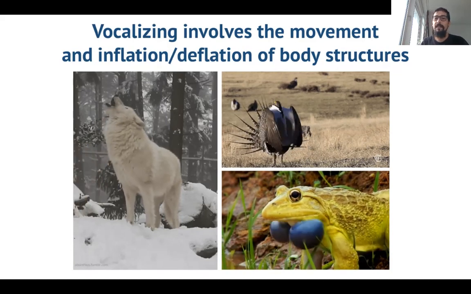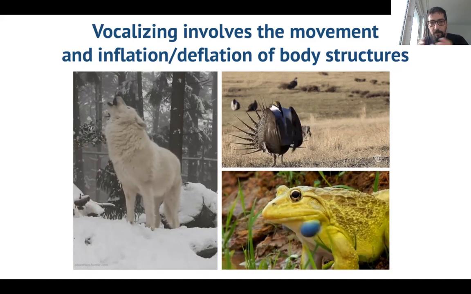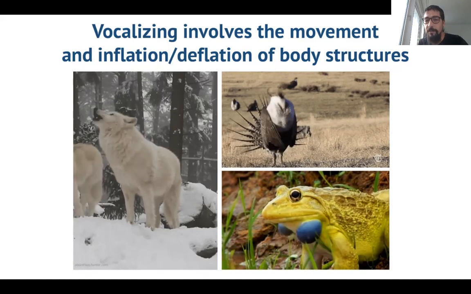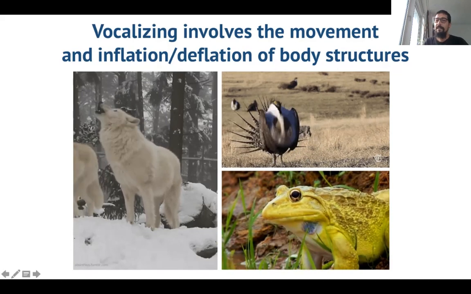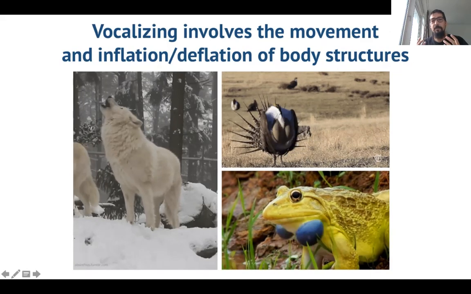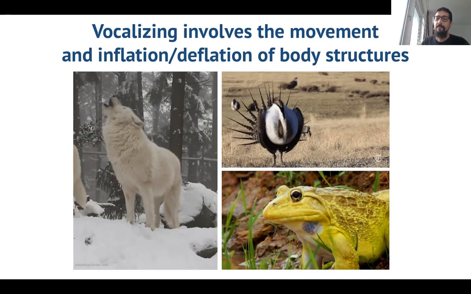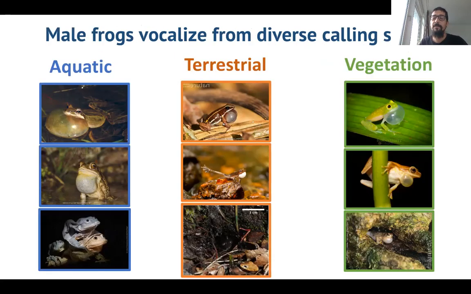And if you want to study how the microenvironment or the small-scale environment affects the production of sounds, then frogs are a very suitable group to study because they have this very conspicuous vocal sac that they inflate every time they call. And also frogs of different species use different calling sites. And I show you on this picture just the diversity of calling sites that you can find among frogs.